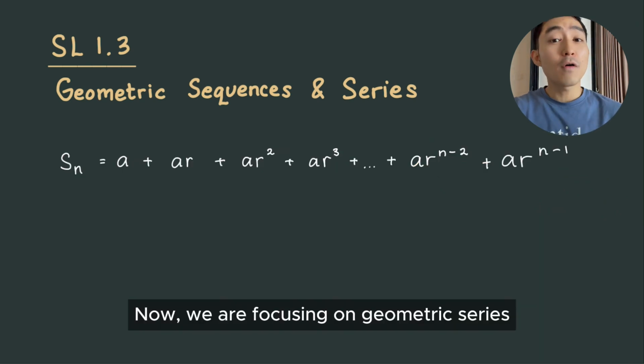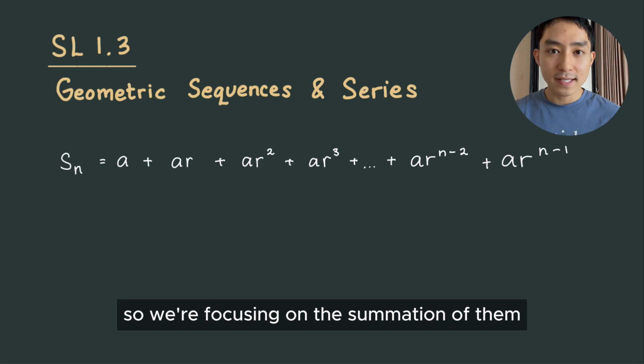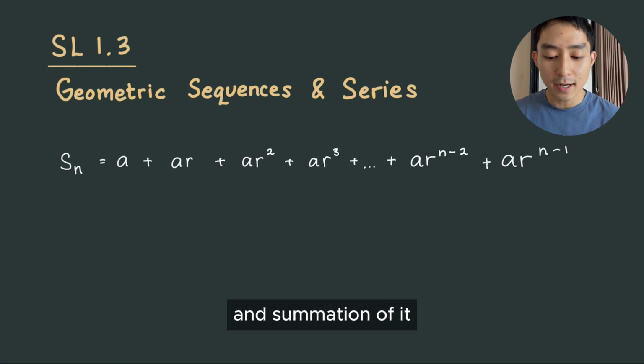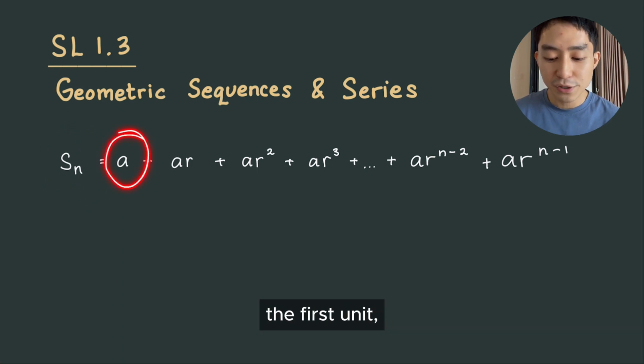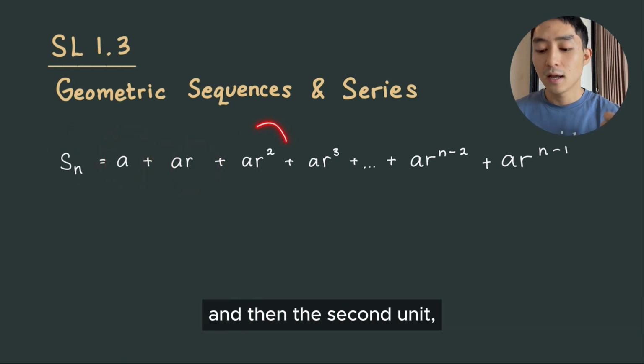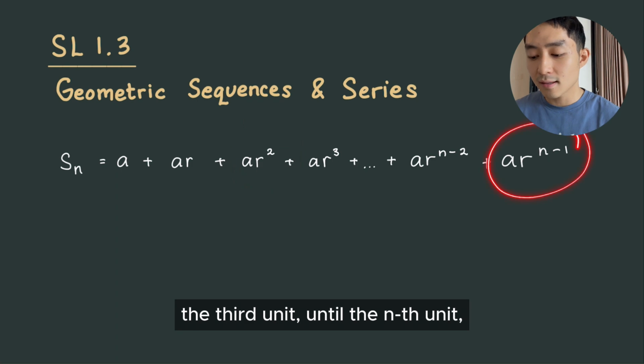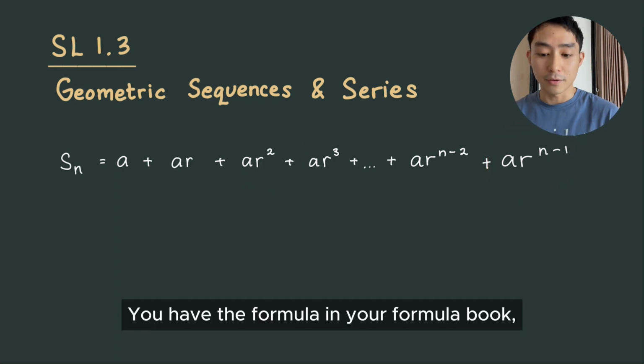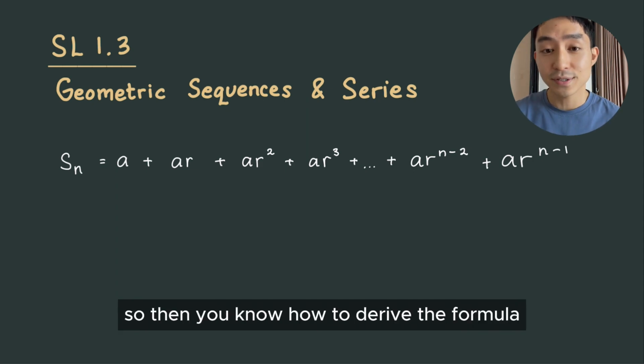Now we are focusing on geometric series. So we're focusing on the summation of the terms rather than the exact term. We can say that a is also u1, or the first term. And the summation means that we sum the first term, the second term, the third term, until the nth term, right? You have the formula in your formula book. And now let's explore this case so then you know how to derive the formula.